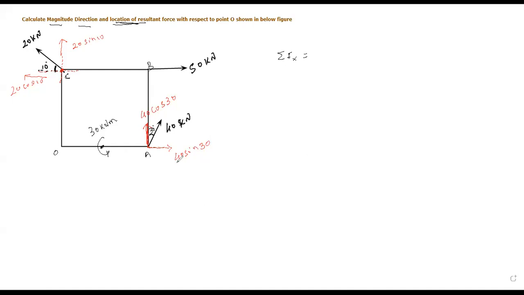Now we are calculating the sigma fx. Towards right is positive, towards left negative. So 40 sin 30 is a positive value plus 50. This is also acting in positive direction. Minus 20 cos 10. Now tell me, this 30 kilonewton meter will require to consider in sigma fx? Tell me.